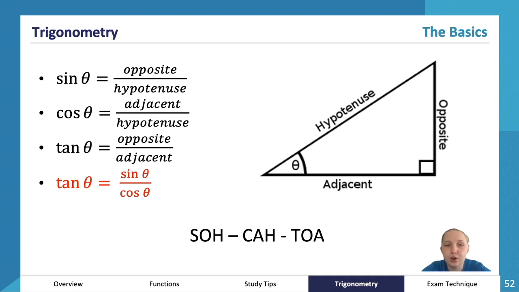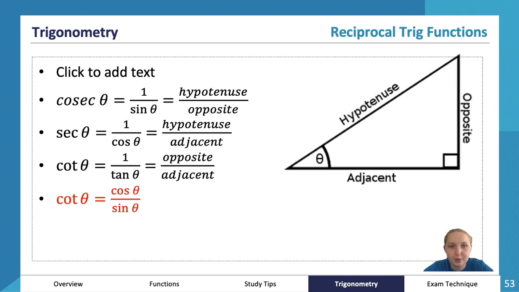Just another thing to note, tan can also be expressed as sine over cos. The reason this is important is because it comes into play when we are looking at our reciprocal trig functions. So we've got cosec theta equals 1 over sine theta, so that's the hypotenuse over the opposite. Sec theta is 1 on cos theta, so the hypotenuse over the adjacent. And cot theta is equal to 1 on tan theta, which is equal to the adjacent over the opposite, which can also be written as the reciprocal of the tan we just looked at. So cot theta can also be written as cos theta over sine theta.